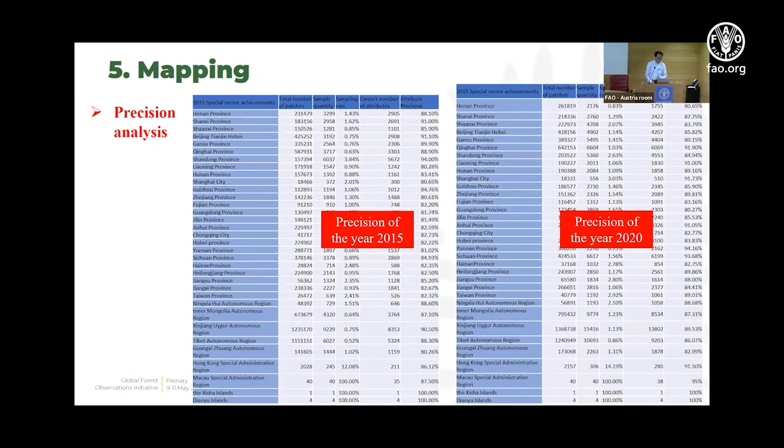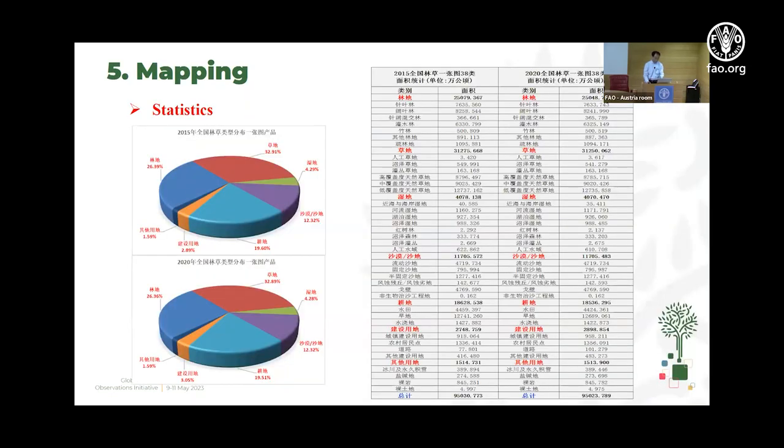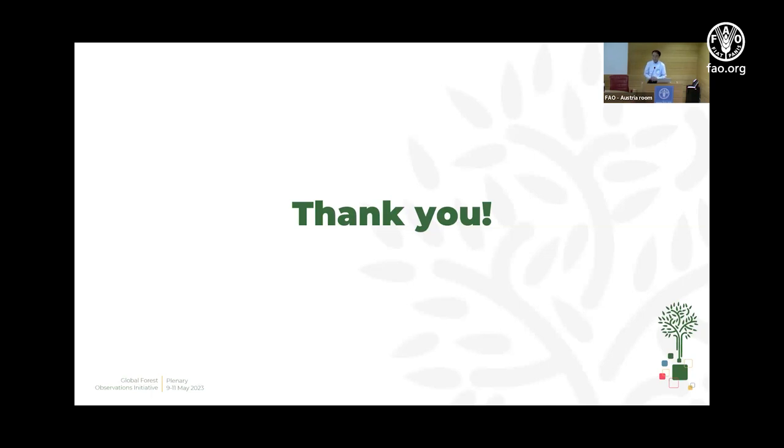As I mentioned, we used that method for the accuracy analysis. For year 2015 and year 2020, the accuracy is about 85%, even more than 85%. This is the area in China of the different types, the area of each type. So this is my simple presentation. The method is not so complex. Okay, thank you for your attention.